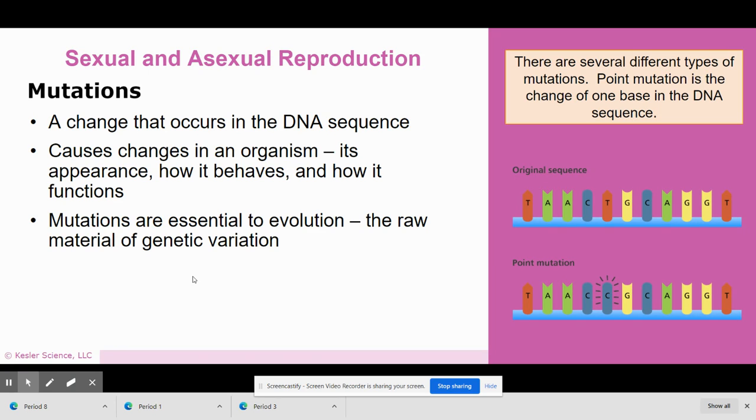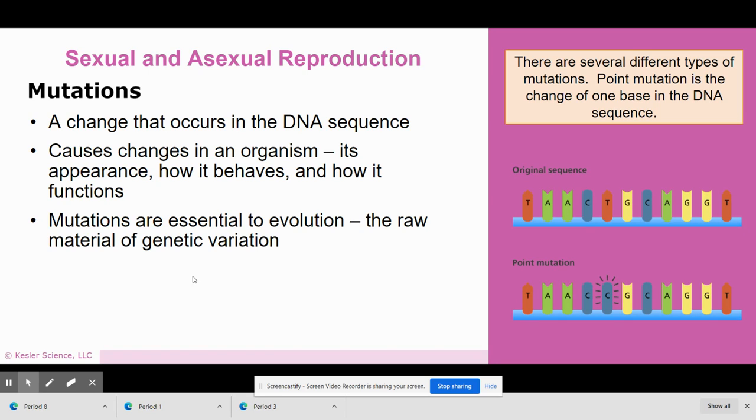And you can see that on the right. That's one strip of DNA, or one half of a strand of DNA. You can see where that letter T is. That's representing one of the nucleotides. It changes into a C. So when that part of the DNA changes, we call it a mutation. It could create something good. It could improve the organism's ability to survive, or it could harm it, or it may have no effect whatsoever. So a mutation can cause changes in an organism, can change its appearance, how it behaves, how it functions.